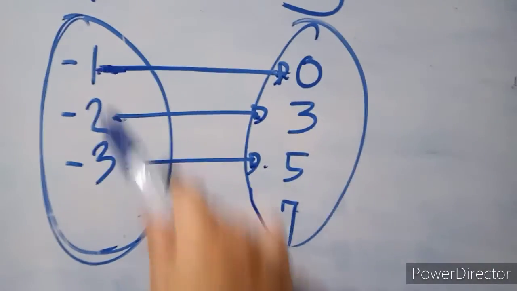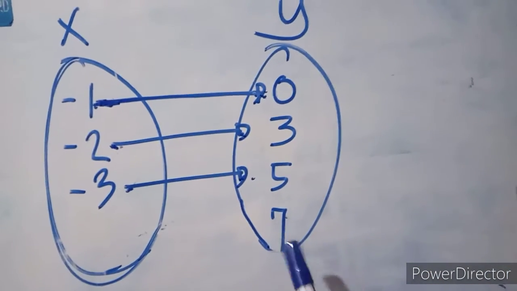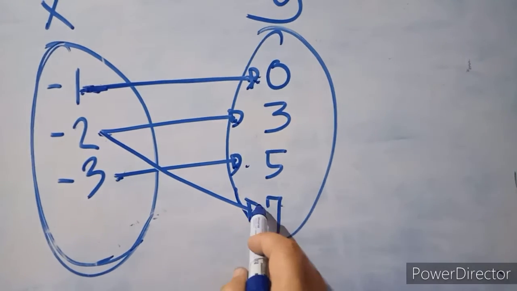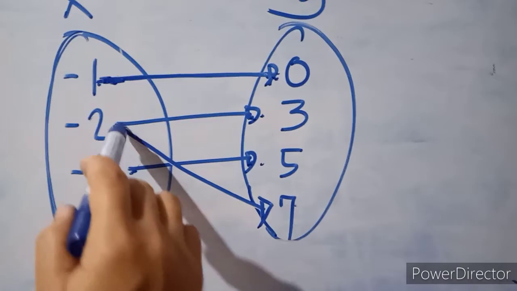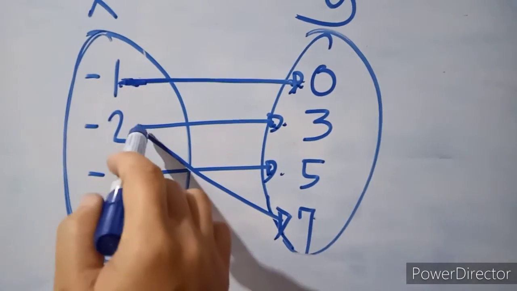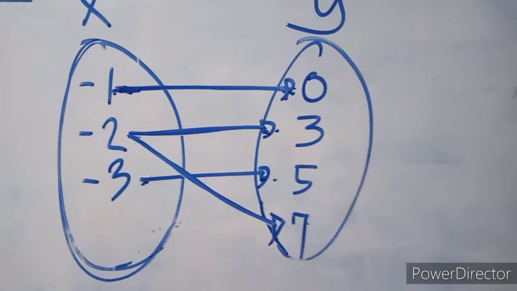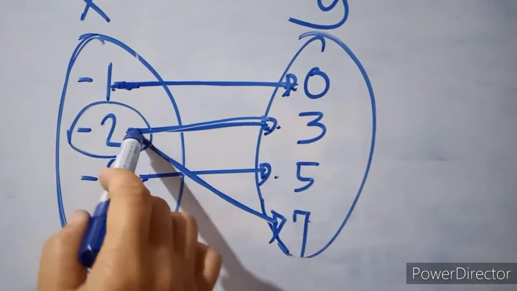Now suppose we have here 3 elements in x, and we have 4 elements in y, and then the negative 2 also corresponds to positive 7. So negative 2 to 3, negative 2 to 7. Ayan. So nakikita natin, one is to many. So isang negative 2, dalawa yung pair niya sa y.